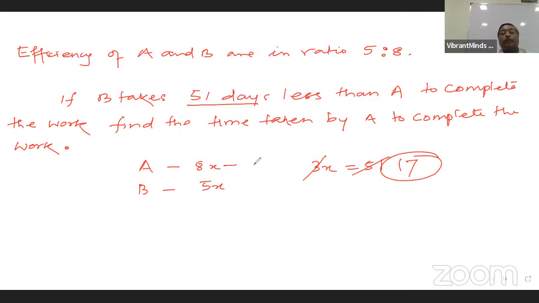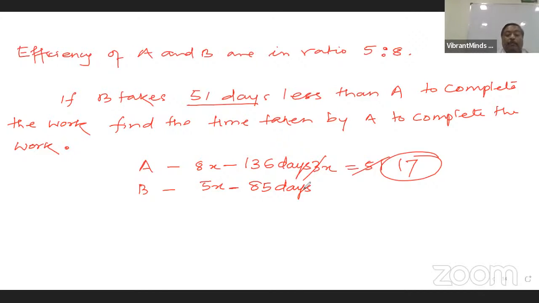So 8x is how many days? 17 eights is 136 days. A is going to take how many days? A is going to take 136 days. B is going to take how many days? B is going to take 85 days.